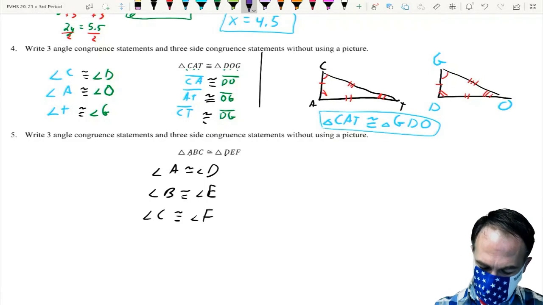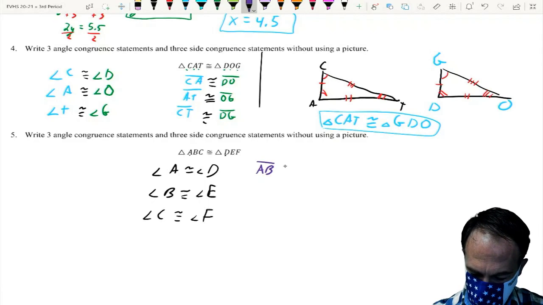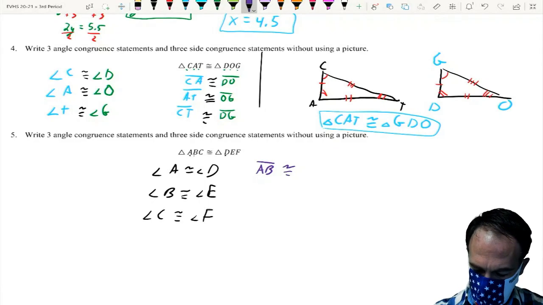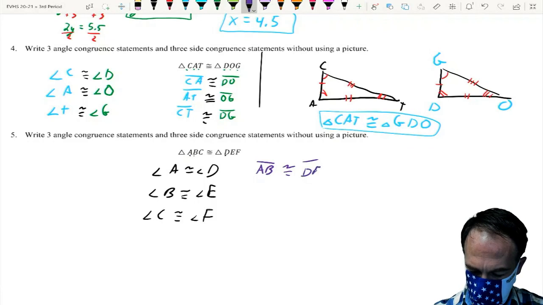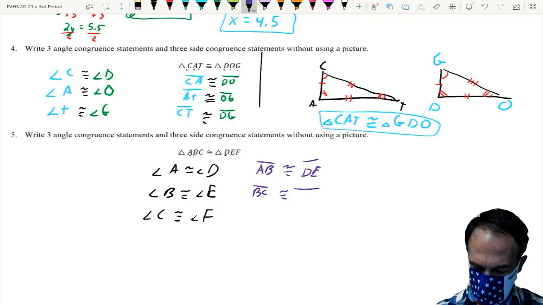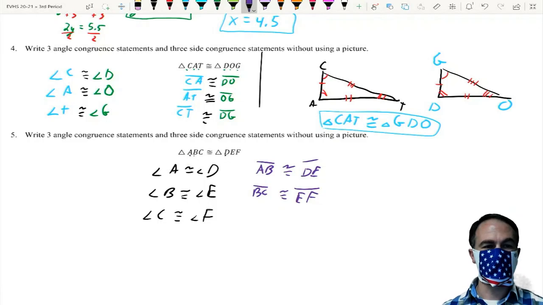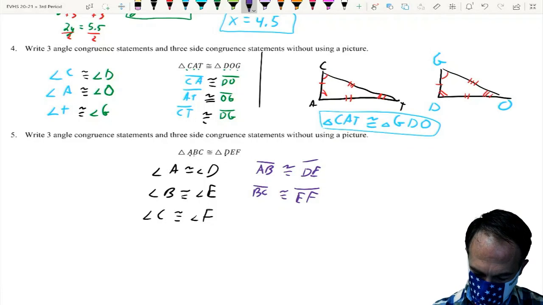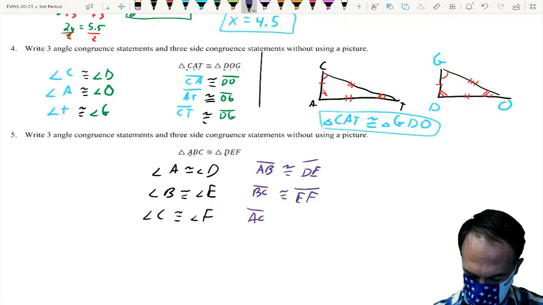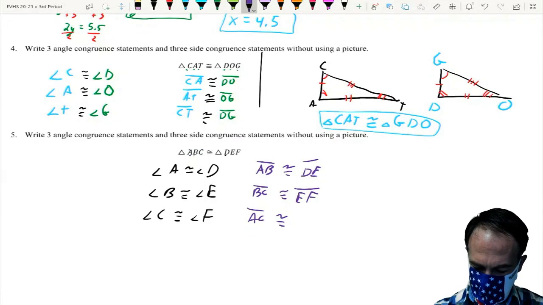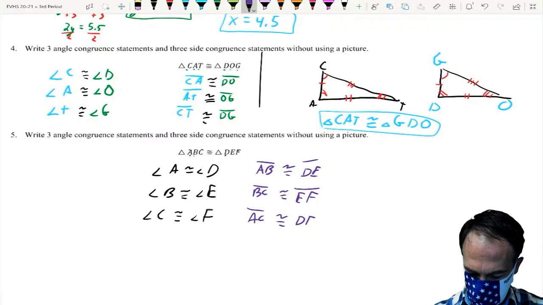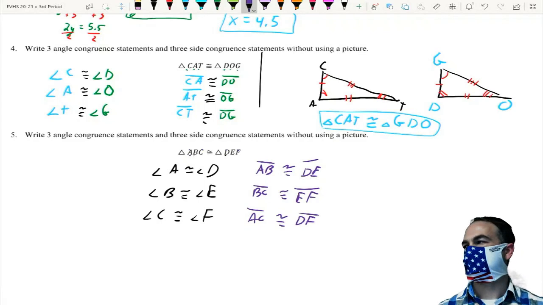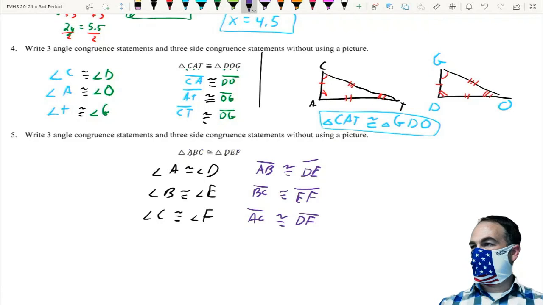Now for the sides, again, take the first ones. A and B is 1, 2. Congruent to 1, 2, which is DE. BC is now going to be position 2 and 3, corresponds with EF. And then the wraparound AC, position 1, 3, matches with DF. Any questions?